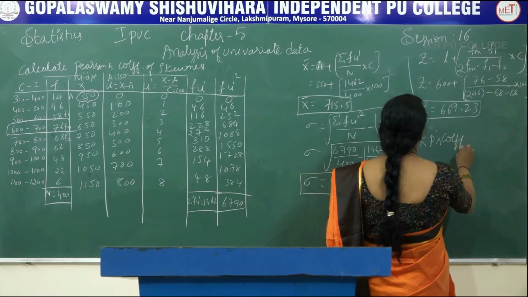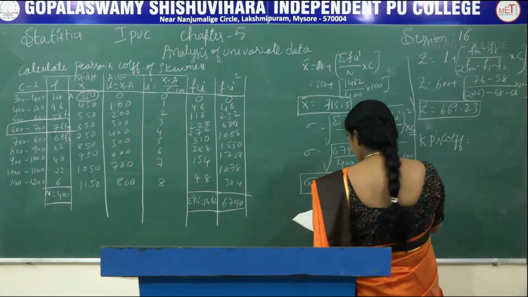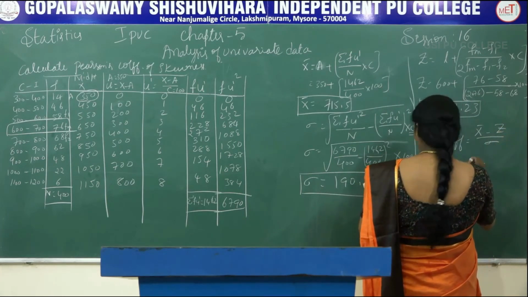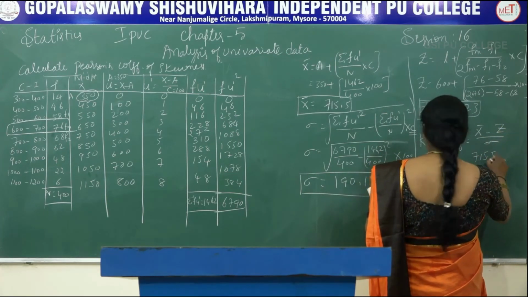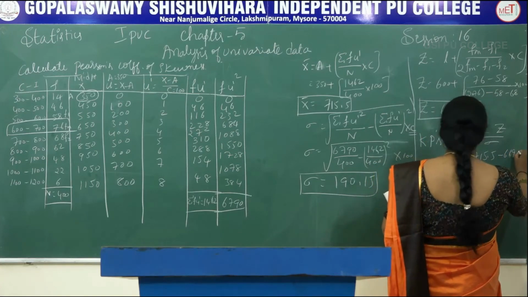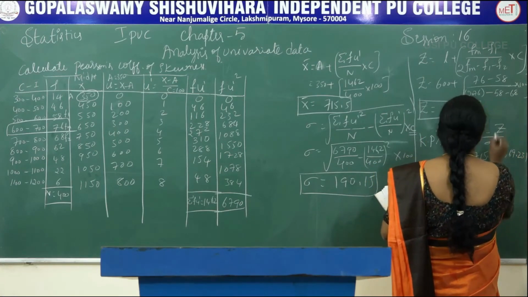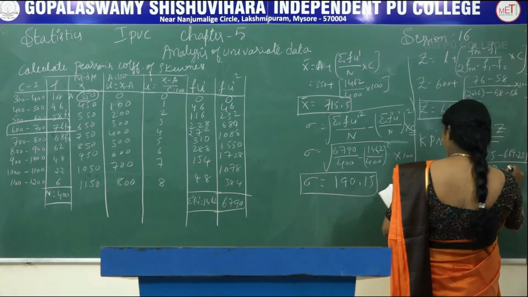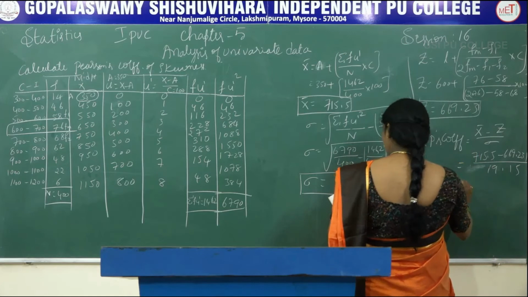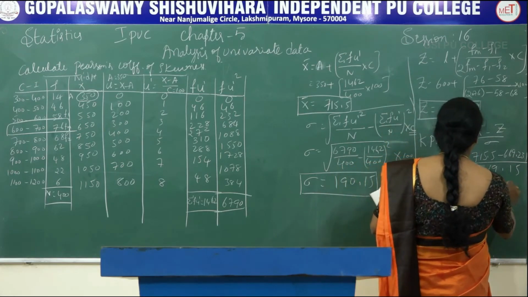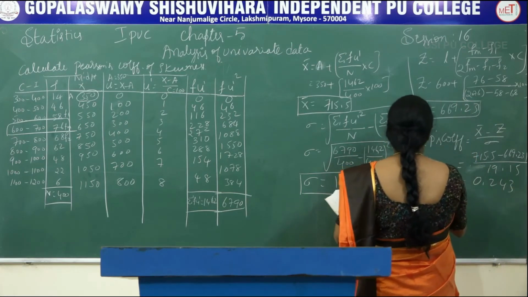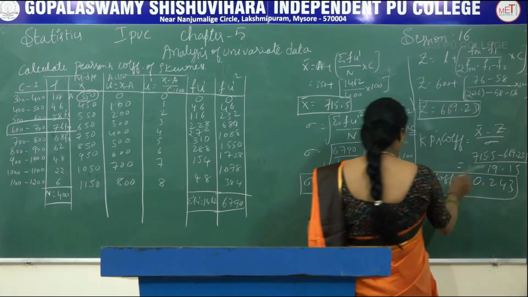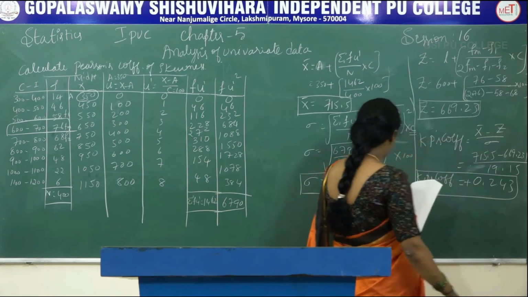After finding x bar, sigma and Z value, calculate Karl Pearson's coefficient of skewness, which is equal to x bar minus Z by sigma. So this is 715.5 minus 669.231 divided by 190.15. This is 0.243. The coefficient of skewness is 0.243, and it is a plus value.